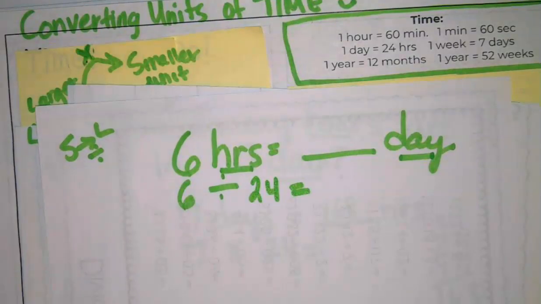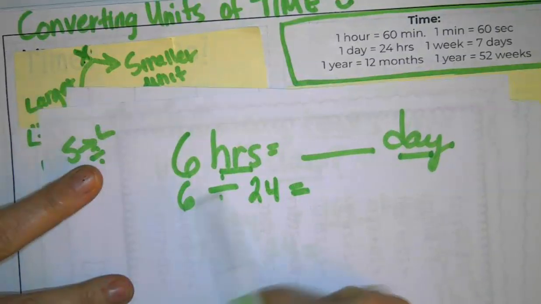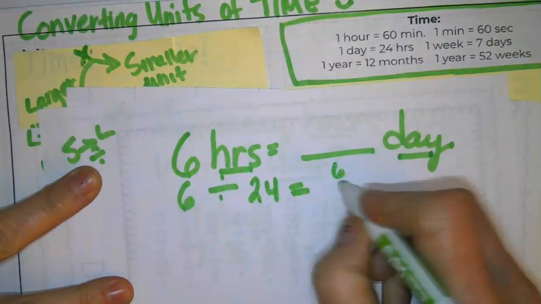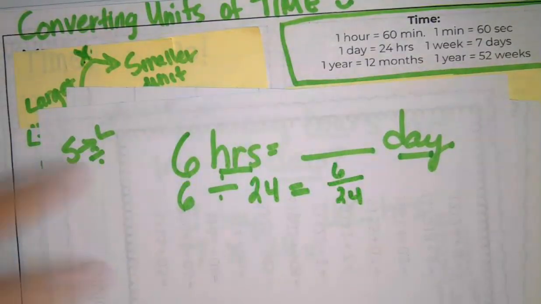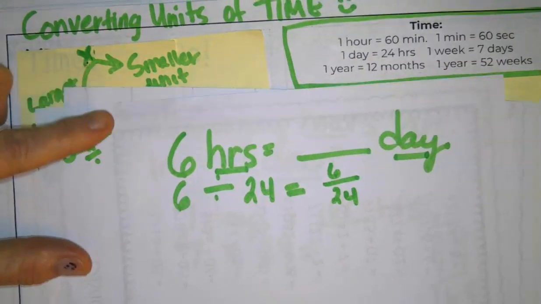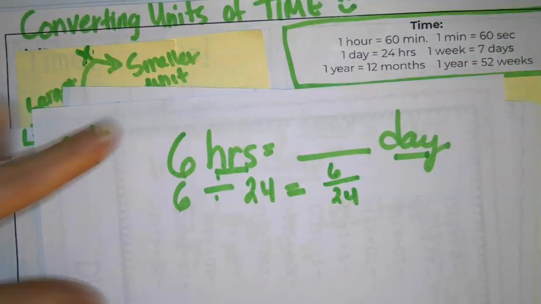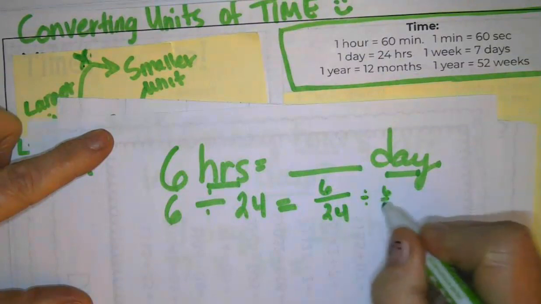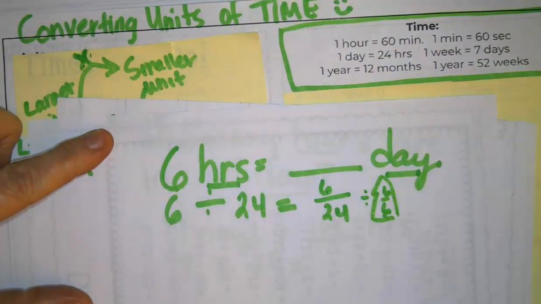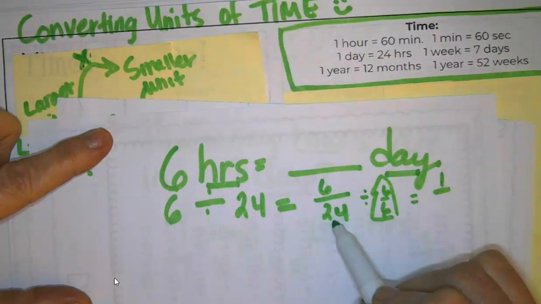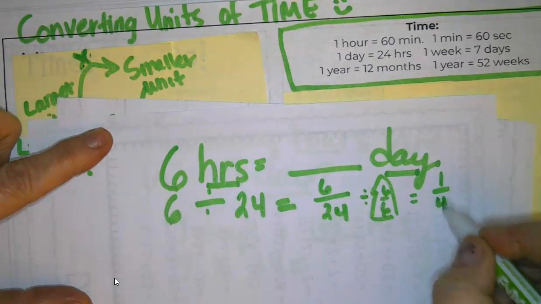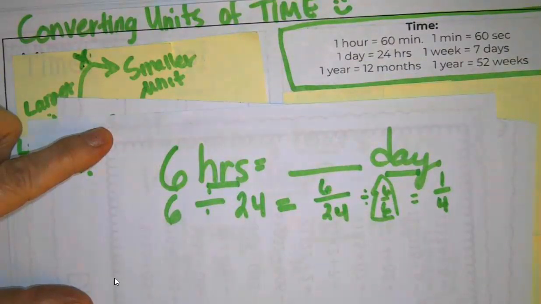All right, so I can either do this as a fraction and say, oh, I know that means 6 divided by 24. 6 divided by 24. And then see if my fraction will simplify. And in this case, yes, it does. 6/24 is divisible by 6 over 6. So I can reduce it. It's another name for 1, and I get 1, and then 24 divided by 6 is 4. So I know that 6 hours is 1/4 of a day.